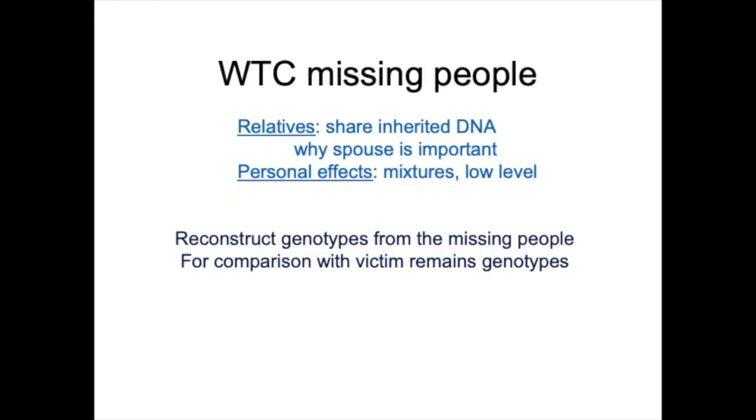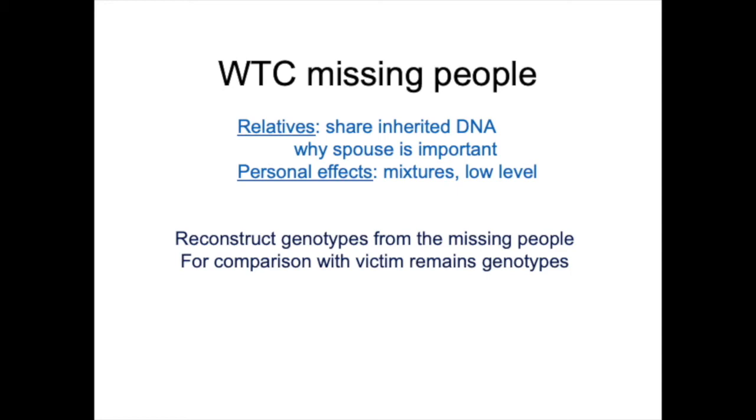The project also involved looking at the World Trade Center missing people. We didn't have the people they were missing, so we couldn't compare with their DNA. But we did have their relatives, and we had personal effects. The relatives share inherited DNA, and there's rules of genetics and inheritance that let you write down the mathematics and statistics and solve for genotypes.